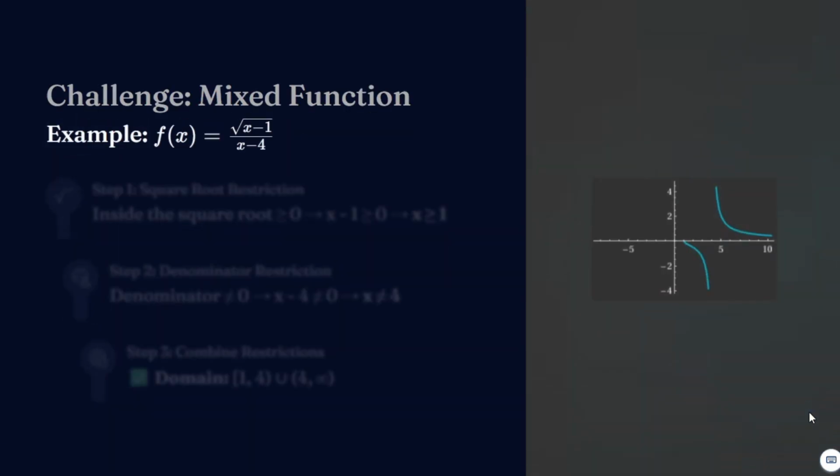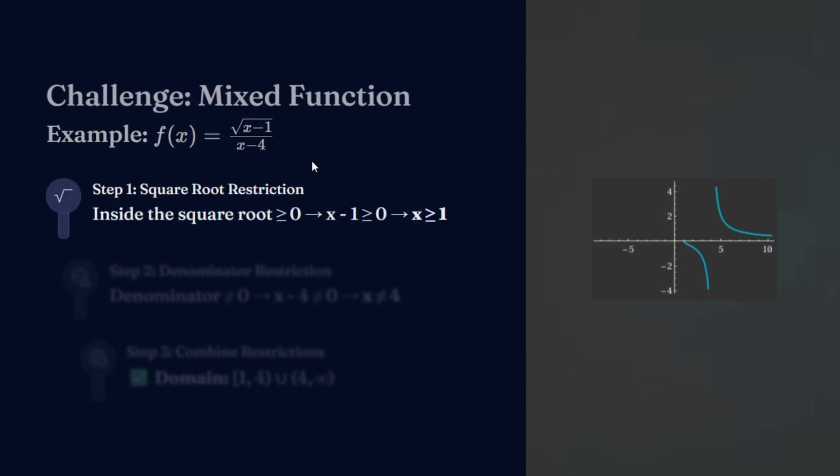Now let's look at a mixed function. We have f of x equals square root of x minus 1 over x minus 4. So in this case, we have a radical function within a rational function. So step number 1, we'll look at the square root restriction.